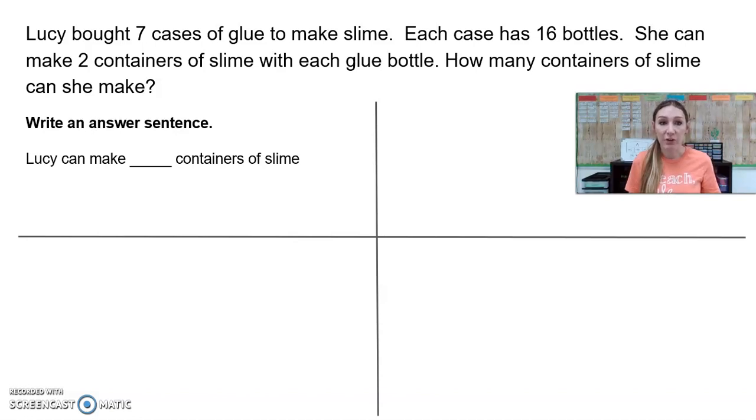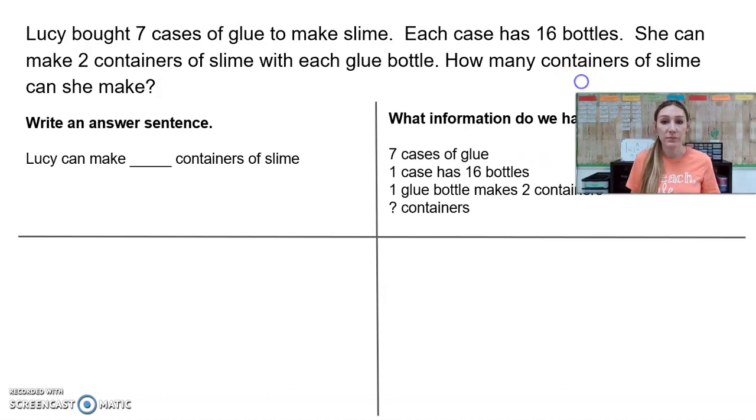So our first step is to write an answer sentence. This is a response to the question that's being asked. So we were asked, how many containers of slime can she make? We would respond to that by saying, Lucy can make blank containers of slime. So even though we don't know the answer yet, we can still respond to that question, and when we've found our answer, we can fill in the blank.